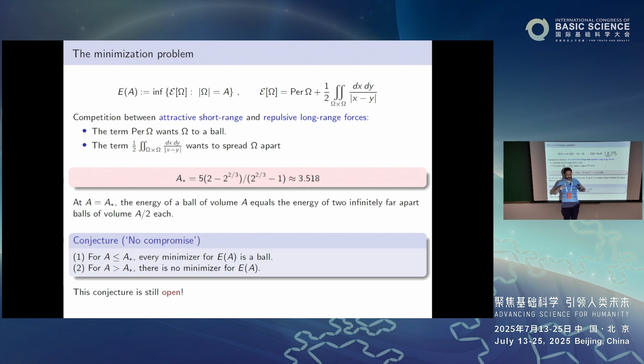Say you agree to be an ellipse, right? Then the ellipse is not exactly a ball, but it's not exactly completely spread out either. The conjecture is that this does not happen. Either it's a ball or there is no minimizer.